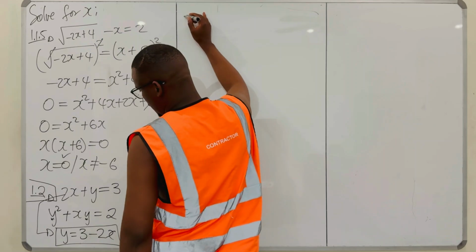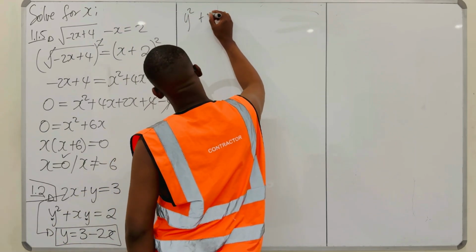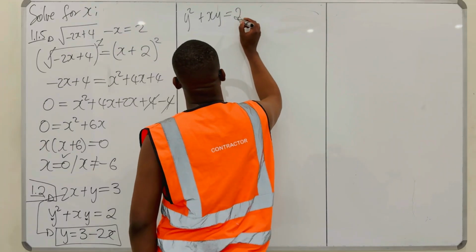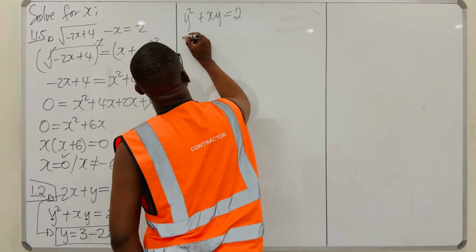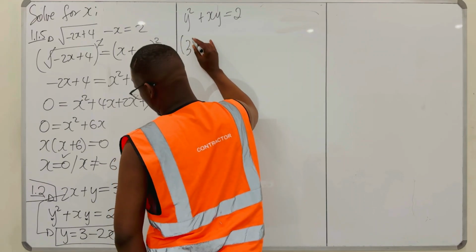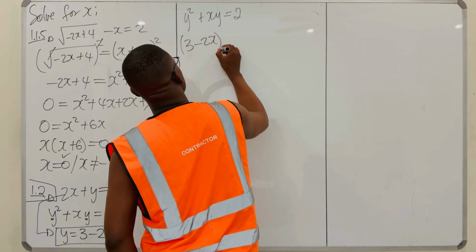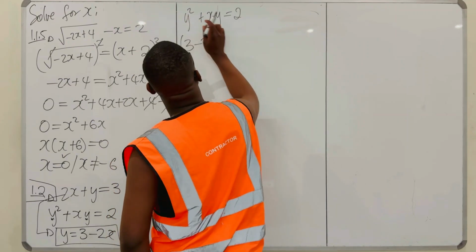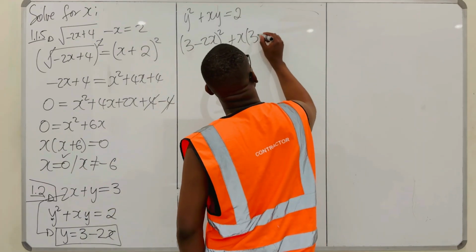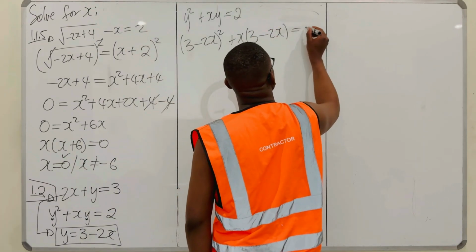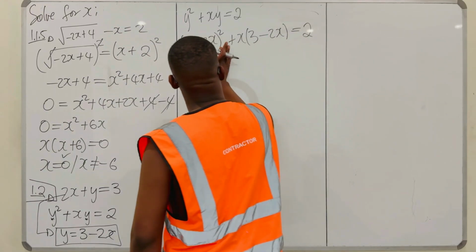You'll have, I said it's y squared plus xy is equal to 2. Are you happy? What is y? y is 3 minus 2x. So you're going to have a bracket of 3 minus 2x. Are you happy? All squared because y is squared, plus x times y. What is your y? Your y is 3 minus 2x. And this is all equal to 2. Are you happy? So we multiply this thing out.